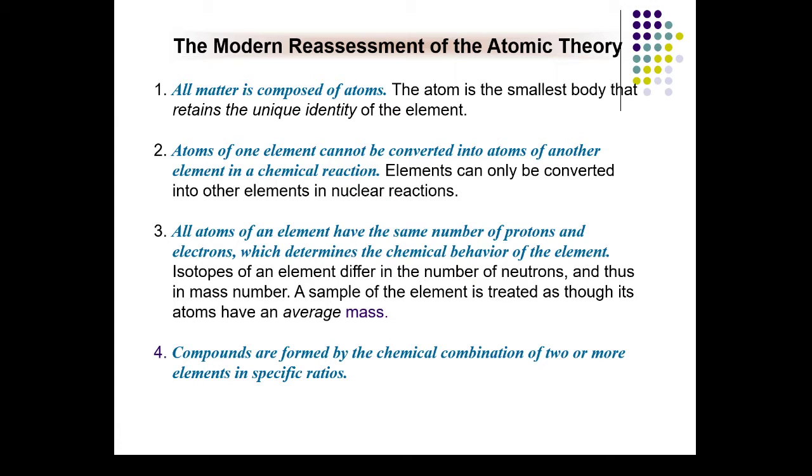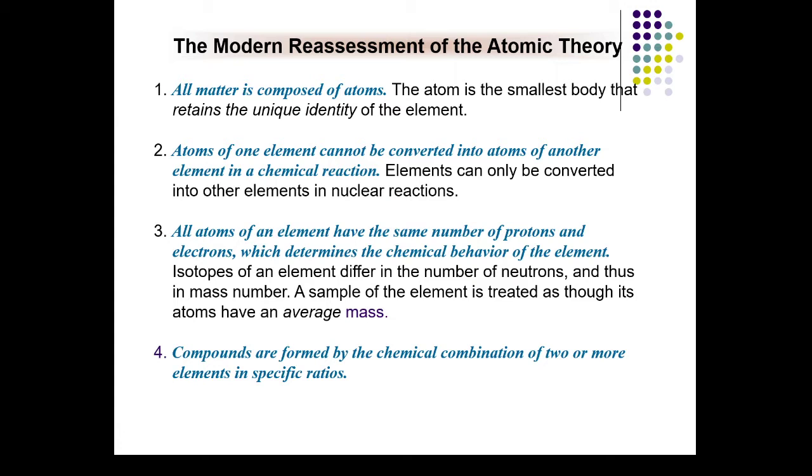The only thing that Dalton got wrong, and I'll give him a pass for the late 1700s and 1800s, is not knowing about nuclear reactions. With nuclear reactions, if something is radioactive, we can actually turn an element into another element, but only if it's radioactive and undergoes what we call transmutation. But I'll give Dalton a pass that he didn't know about nuclear chemistry at the end of the 1800s.